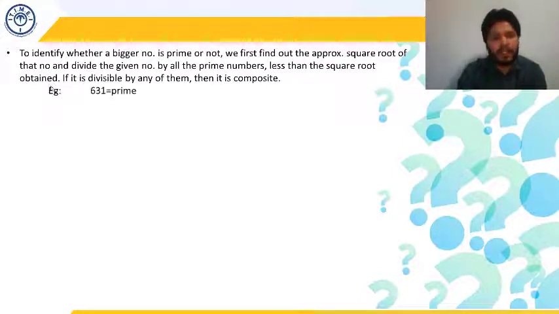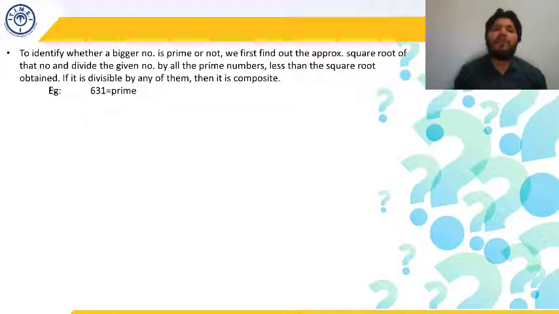For example, let's take 631. Is 631 prime or not? We need to find out. So how to find out whether 631 is prime or not? What we will do, we will take the approximate square root of 631. So how to take the approximate square root? We need not take the exact square root, we can take the approximate square root. So what is the perfect square number which is closest to 631? Which comes to our mind is 621.